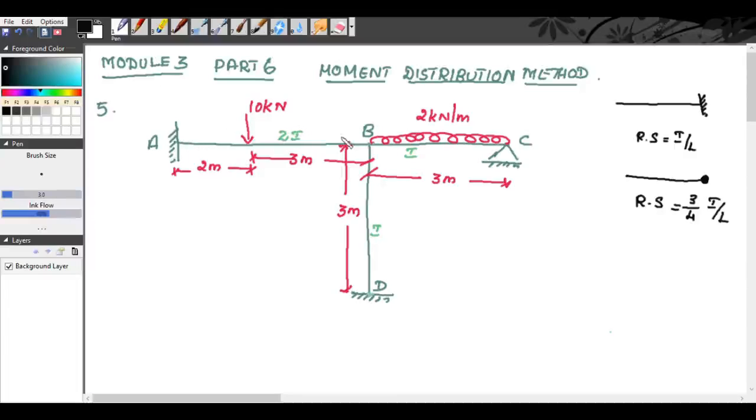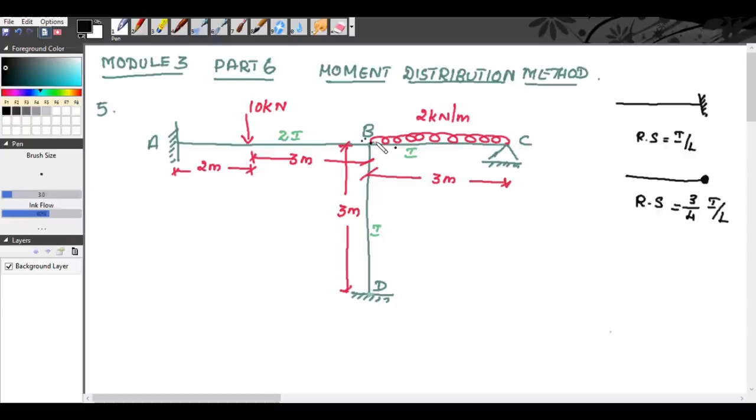So here we have only one joint where more than one member meets. At A we have only one member, so our distribution factor will be equal to 1 here. At C we have only one member, so the distribution factor will be equal to 1. At D we have only one member, so the distribution factor will be equal to 1 for this member at joint D. But at joint B we have 3 members. So we have to find how the moments are distributed between these 3 members. What is the distribution factor between the members BA, BD and BC at joint B?